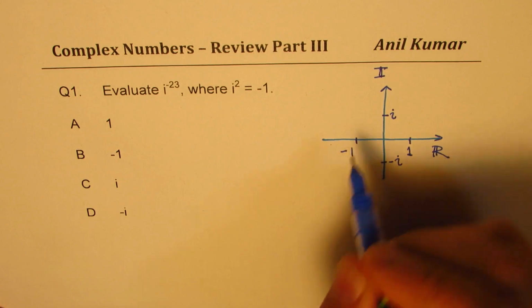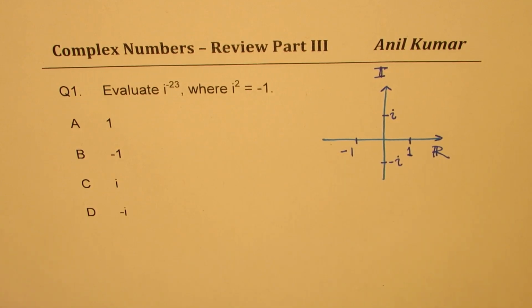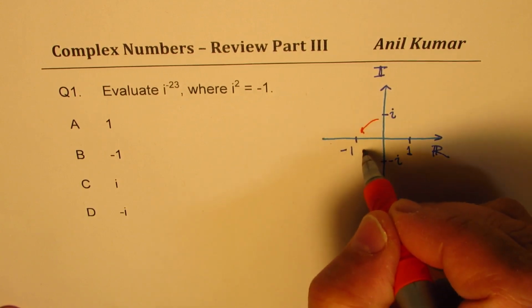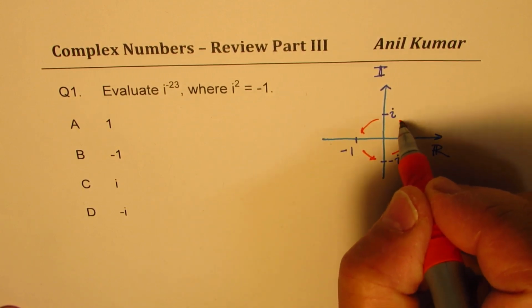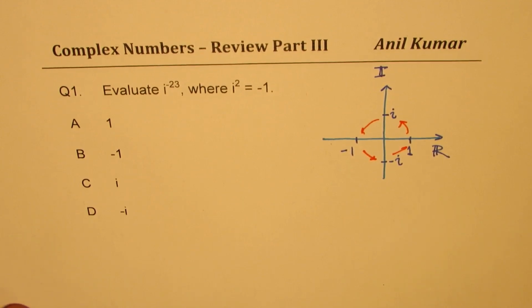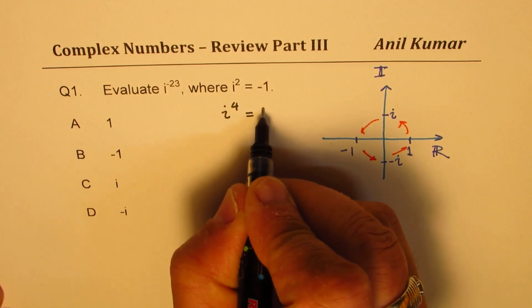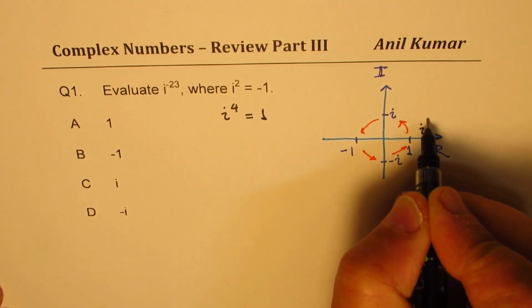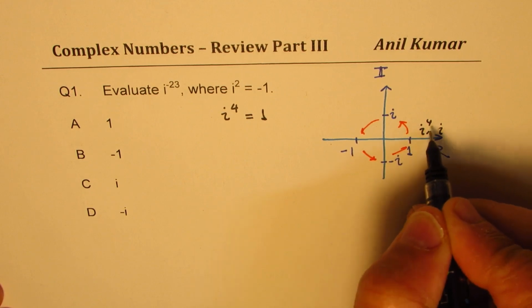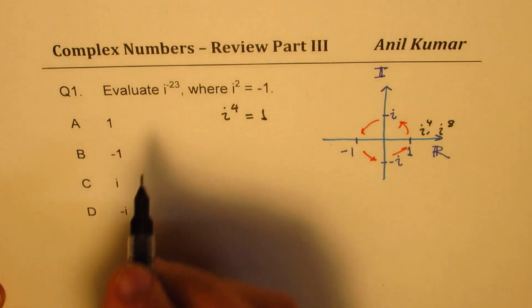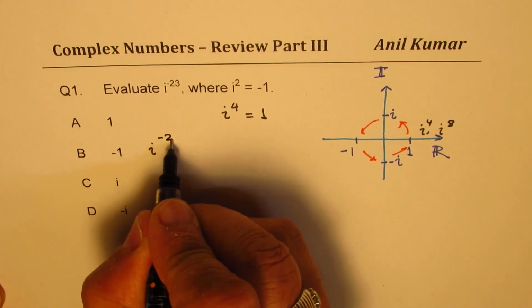So as we increase the powers of i, we know it could have a value which could be i, minus 1, minus i, or 1. So that multiplication goes in this kind of format. Now it is important to understand that when i square is minus 1, then i to the power of 4 is equal to 1, right? So this is i to the power of 4, i to the power of all multiples of 4, which is 1.